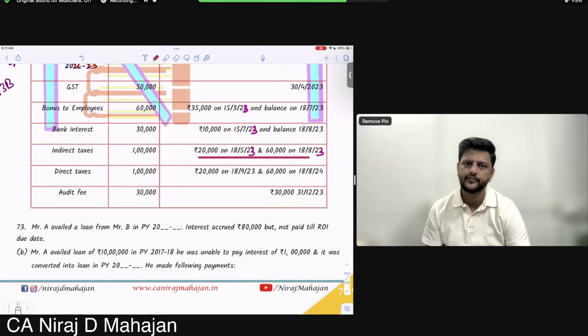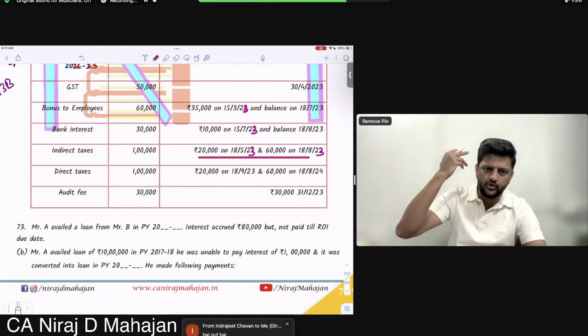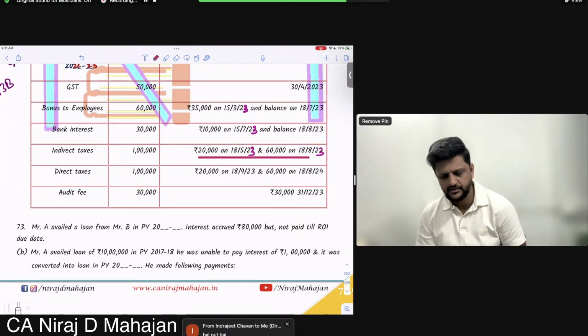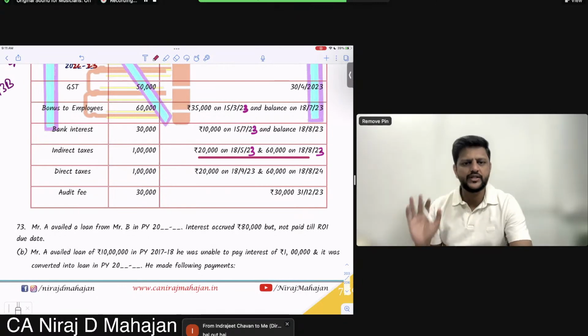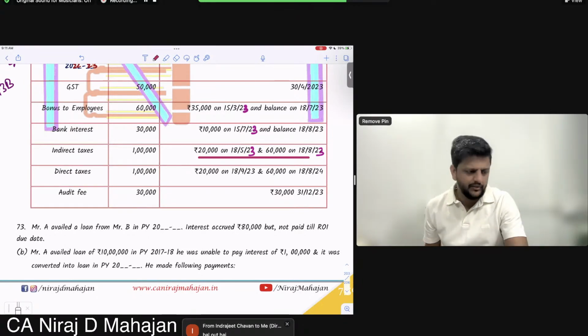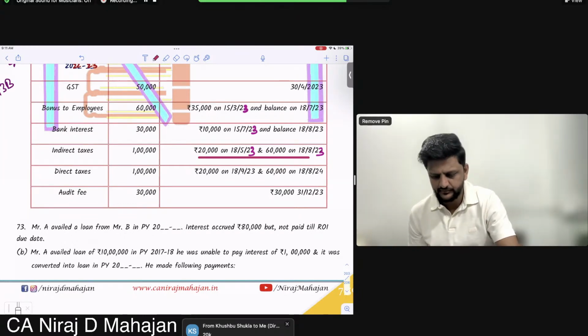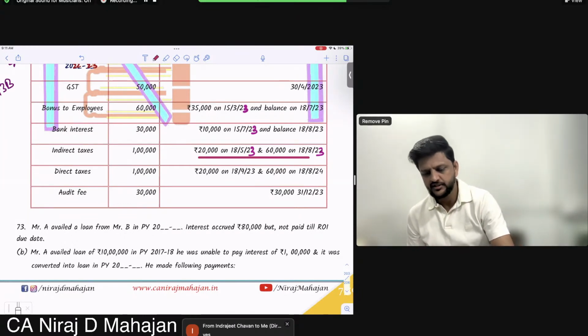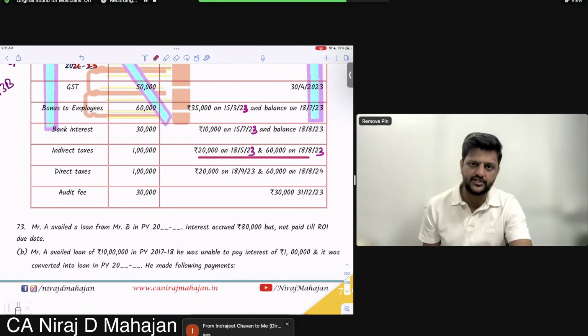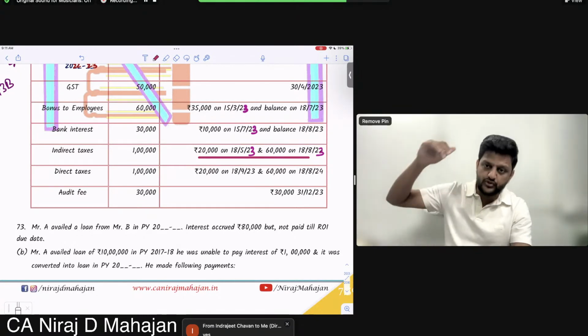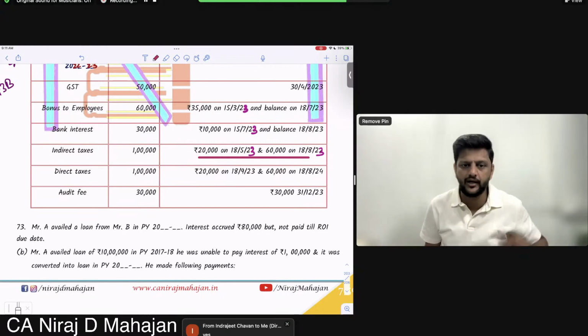Understood earlier? That means 20,000 rupees was never paid. Balance is still outstanding, correct? But what do we see? My P&L debit is 1 lakh. But how much have I paid up to ROI due date? Only 20,000. I'll allow only 20,000. The remaining 80,000 will be disallowed in the current year. And then 60,000 will be allowed in the next year, and 20,000 will still be balance, which will be allowed whenever it is paid.